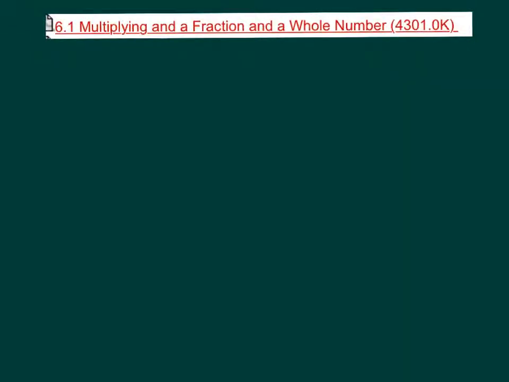Okay, Karen, I'm going to go through each section and do one example for each section. So the first section we talked about was multiplying a fraction and a whole number. So you might have had an example of something like, maybe 2 times 1/4. So that's a whole number times a fraction.